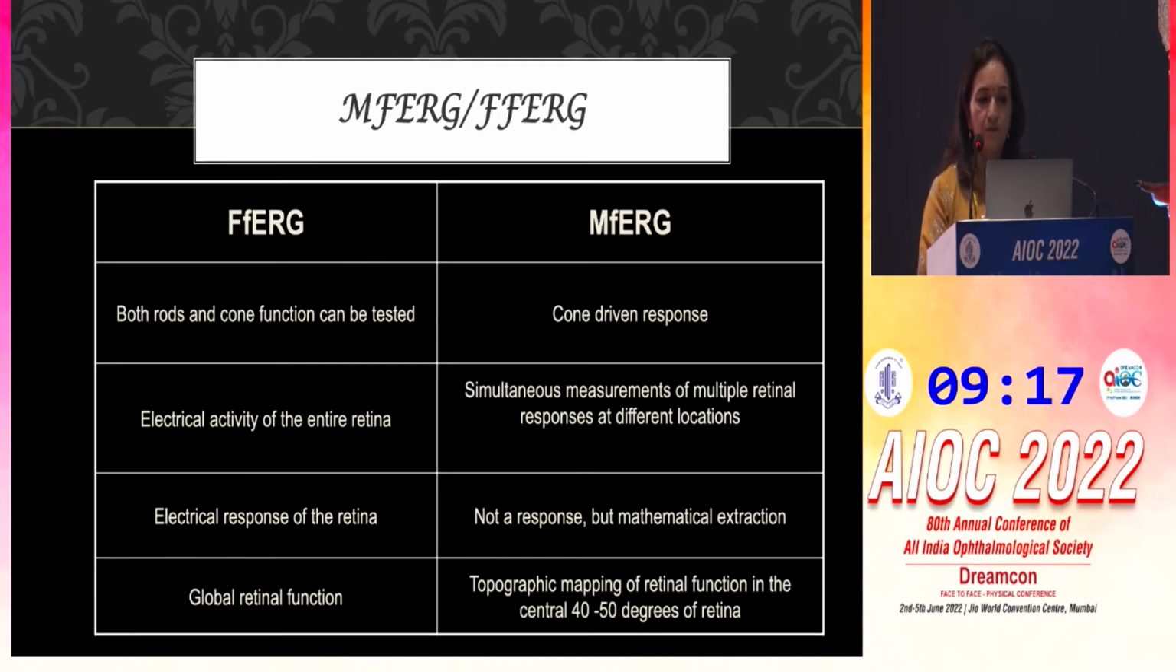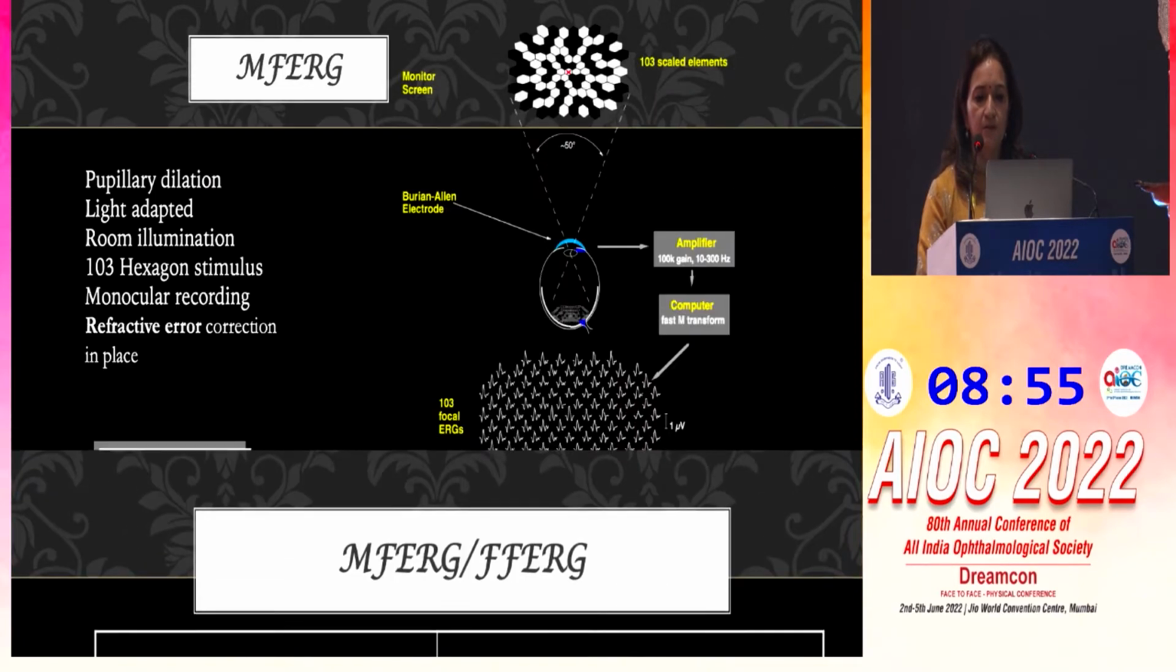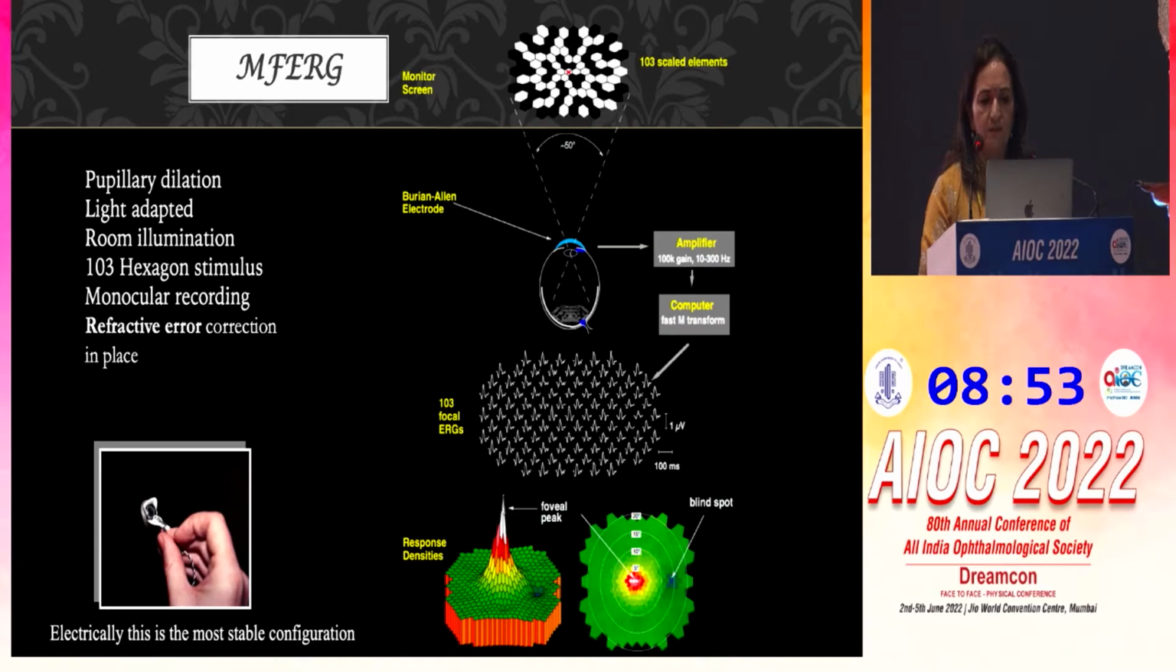And actually full field ERG is a true retinal response. As ma'am said, you give the stimulus and you get a response and we measure it. But multifocal ERG is not like that. It undergoes a lot of mathematical extraction. The kind of responses that you get are a mathematical extraction and not really the true responses. So about 40 to 50 degrees of central retina is measured. This is what it looks like in a nutshell.